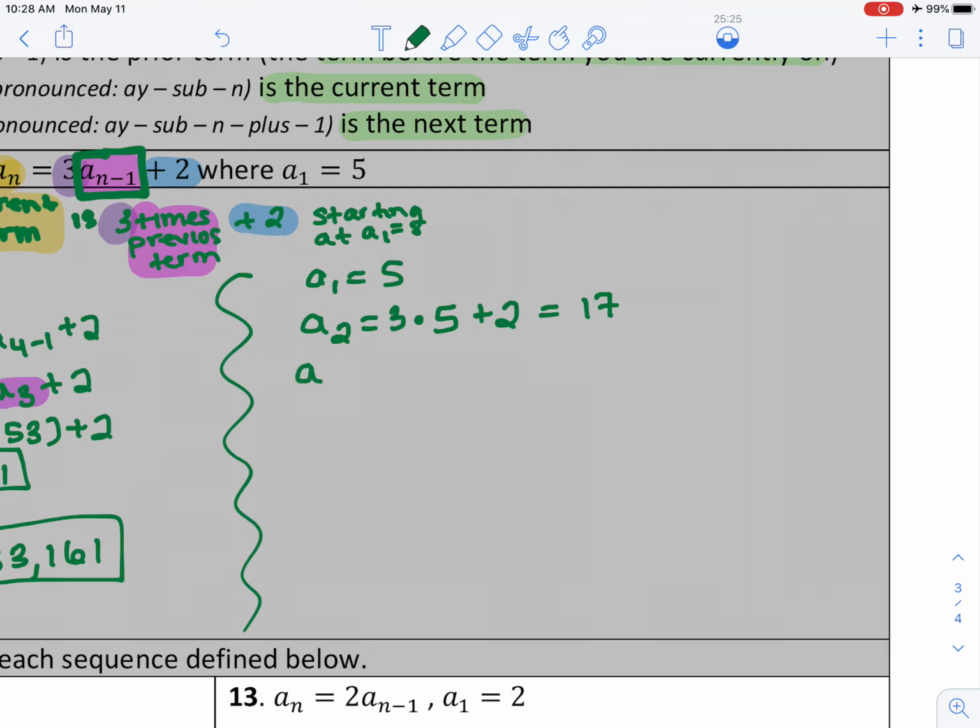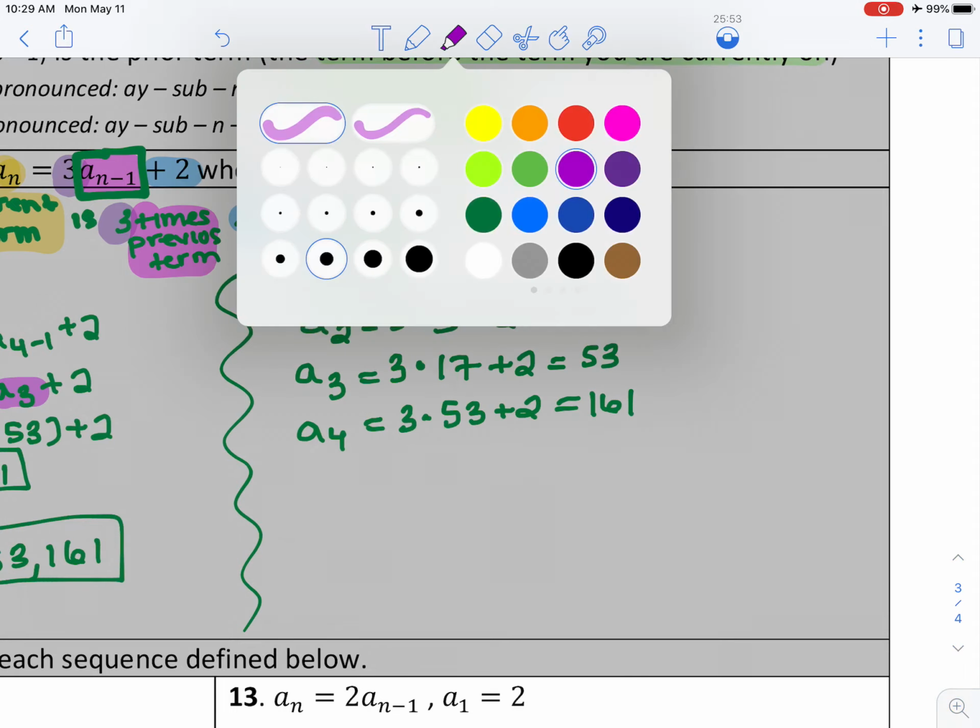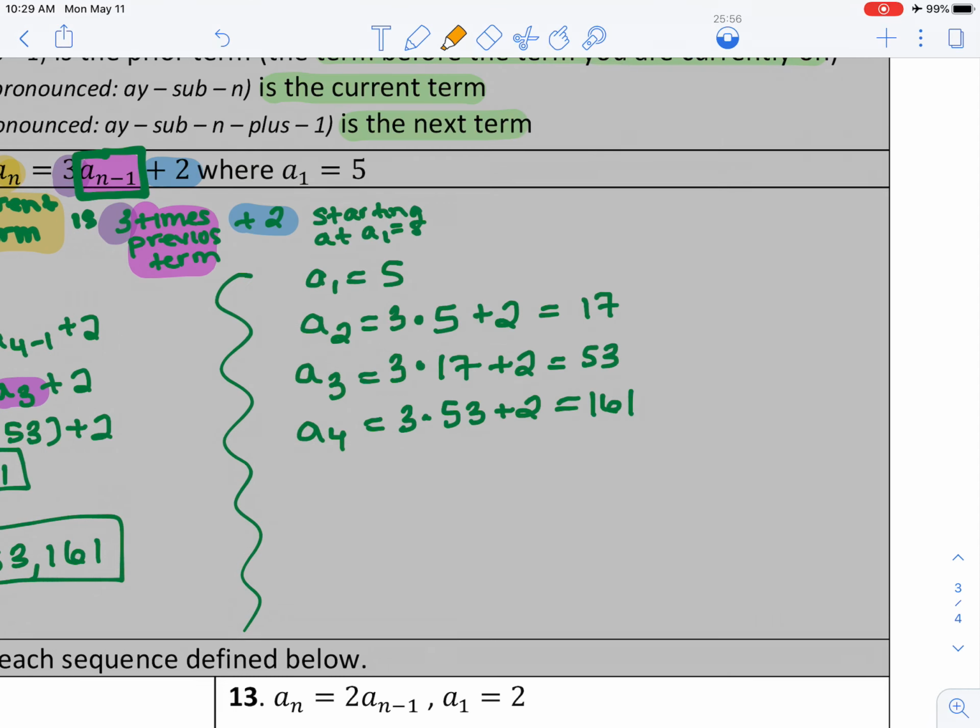If we want to figure out a sub 3, we're supposed to take our previous term, well, our previous term in this case was a sub 2, which is just 17, and multiply it by 3, and then add 2, and that gives us 53. Lastly, to calculate a sub 4, we're supposed to take 3 times our previous term, which is 53, and add 2 to that, and that gives us 161. Okay, so without substituting in the n and cleaning up our subscripts, we can still manage to figure out these first 4 terms, right?